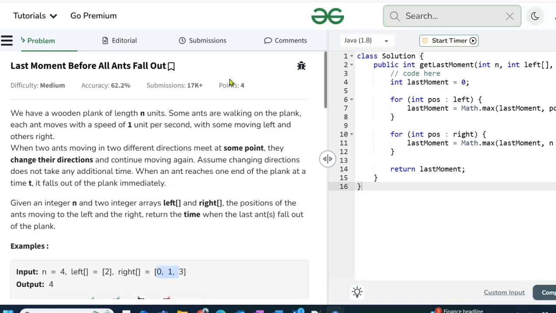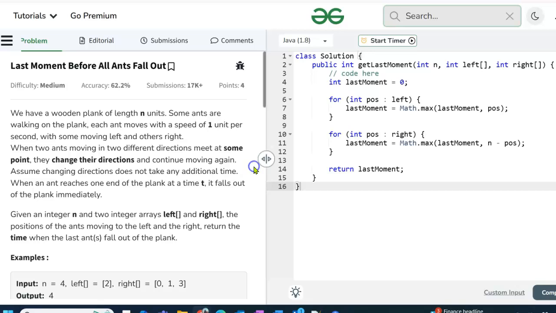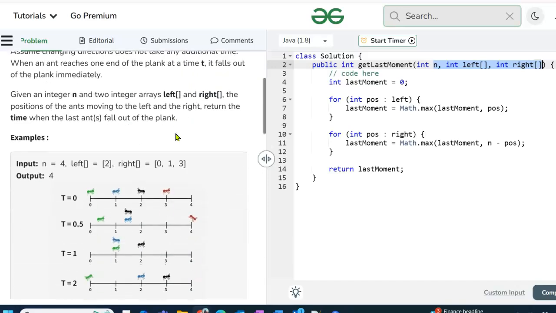Given an integer n and two arrays left and right, let's see all the code. And yeah, here we go. All right, so here's the input: n and two integer arrays left and right, the positions of the ants moving to the left and right. Return the time when the last ant falls out of the plank.